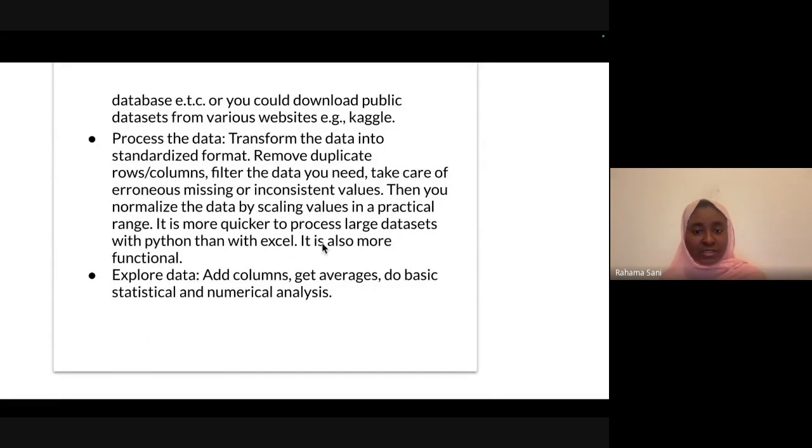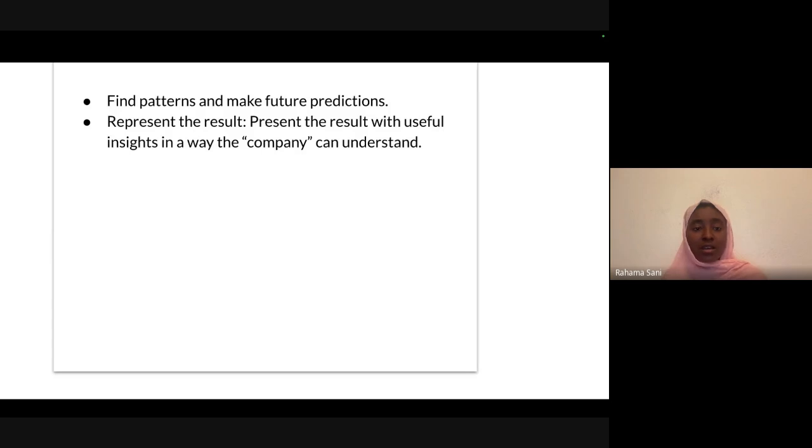Third is you process the data. That's your cleaning stage, where you filter what you need, you remove duplicates, you take care of inconsistent values. At times you'll need to normalize the data too, because the range of values may not align, so you normalize them so that they're in a practical range. And then explore the data. That's when you add columns, get averages, do basic statistical and numerical analysis. Next is you find patterns and you make future predictions. And the last is you represent the results.